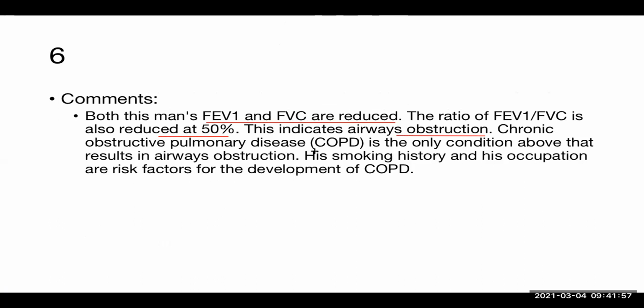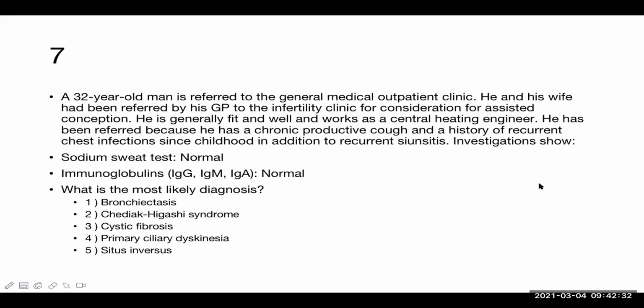Chronic obstructive pulmonary disease, COPD, is the only condition above that results in airway obstruction. All others are restrictive lung diseases. His smoking history and his occupation are risk factors for the development of COPD. Though smoking history is not given here, I need to ask about it. But occupational history is also one of the risk factors for COPD, as well as restrictive lung diseases. But restrictive lung diseases can be easily excluded by the ratio of FEV1 to FVC. So this is how you need to solve the question. Let's move on. Number 7.